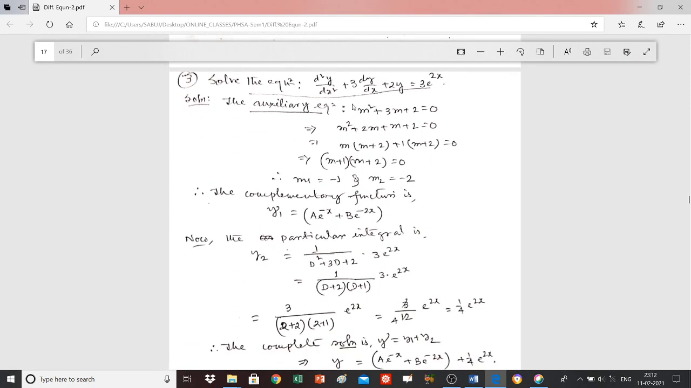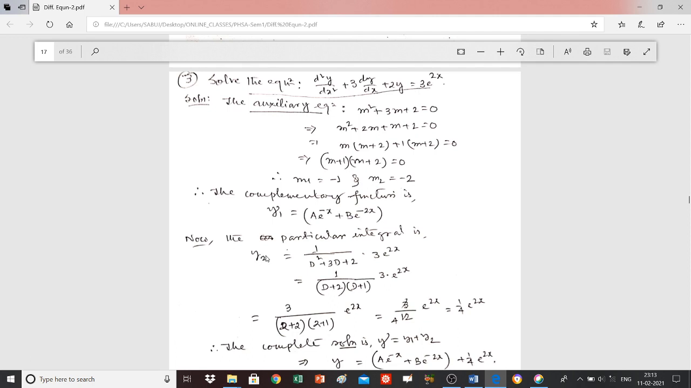Another one is here: d2y by dx square plus 3 dy by dx plus 2y is equal to e to the power 2x. From here you can write the auxiliary equation as m square plus 3m plus 2. Just factorize it. You have obtained that m1 is equal to minus 1 and m2 is equal to minus 2. So the complementary function will be a e to the power m1x, that means e to the minus x, plus b e to the power m2x, that means e to the minus 2x. Now you have to calculate the particular integral.